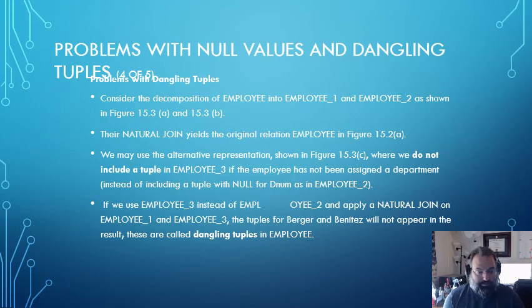We may use the alternative representation shown in 15.3c, where we do not include a tuple in employee 3 if the employee has not yet been assigned to a department, instead of including a tuple with a null for Dnum as in employee 2. If we use employee 3 instead of employee 2 and apply a natural join on employee 1 and 3, the tuples for Berger and such will not appear in the results. This is called dangling tuples in employee.